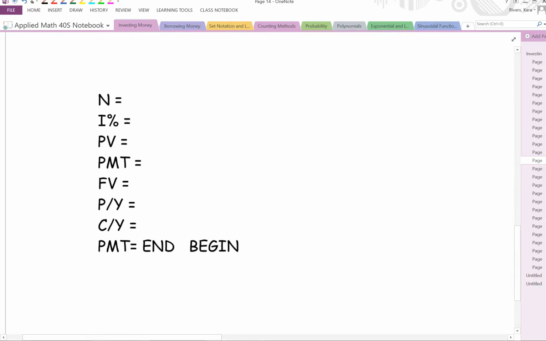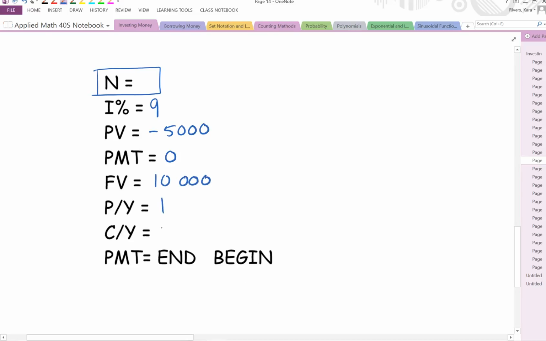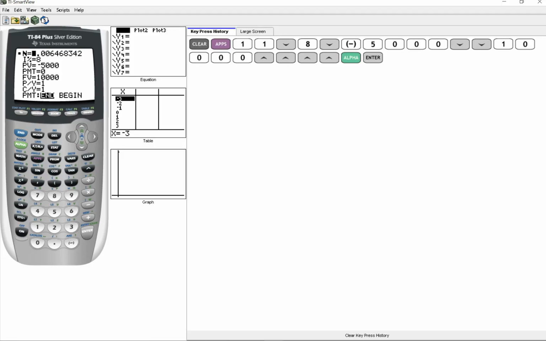So for Chris, a lot of our information's the same. We're still solving for n. I is just 9% instead of 8%, but our PV is still negative 5,000. We're investing that. PMT is 0. FV is 10,000. PY is 1. CY is 1. And then we hit end. So in terms of our TVM solver, everything's set up.